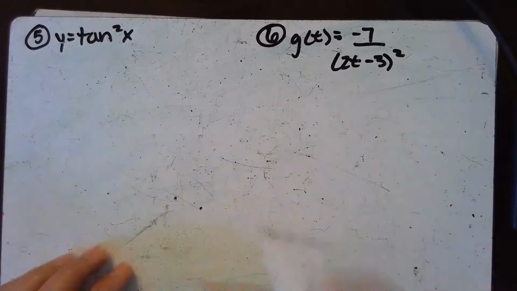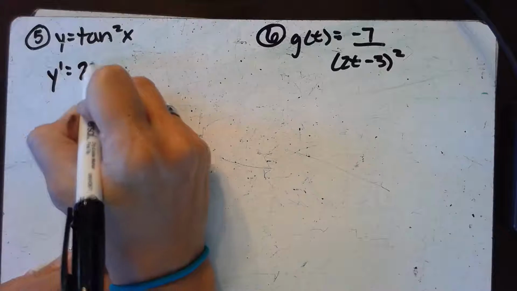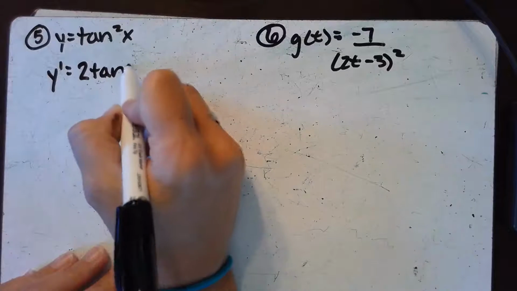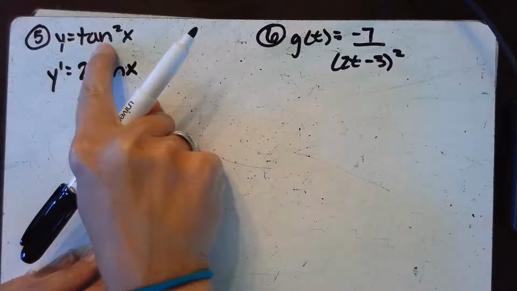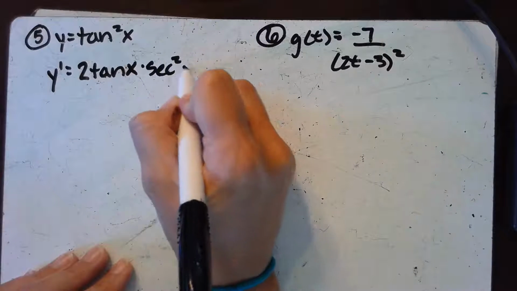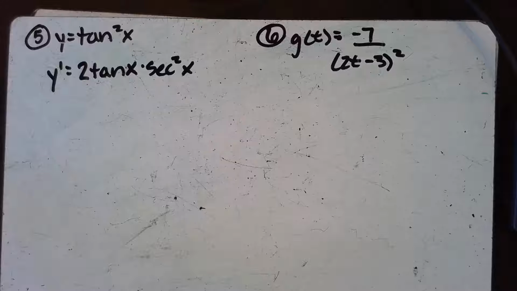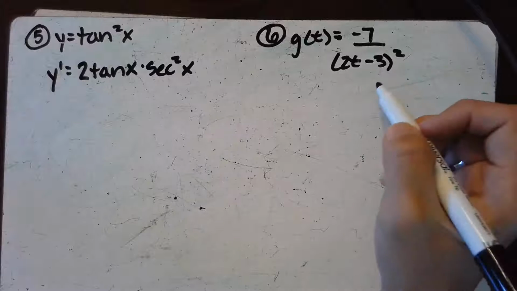Let's look at number 5. First thing I notice is an exponent. So I'm going to bring it down, drop that by 1, so it becomes 1. But don't forget, you've got to take the derivative of tan. The derivative of tan is secant squared x. All right, and there's nothing to simplify there, really. You can just leave your answer like that. All right, moving right along.